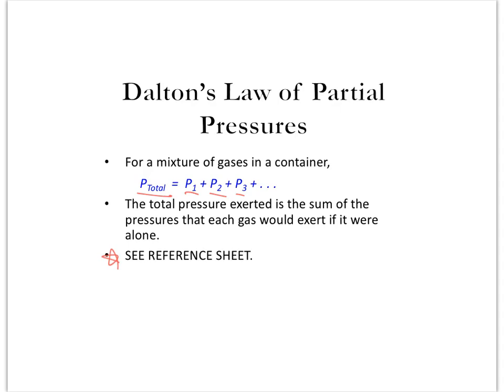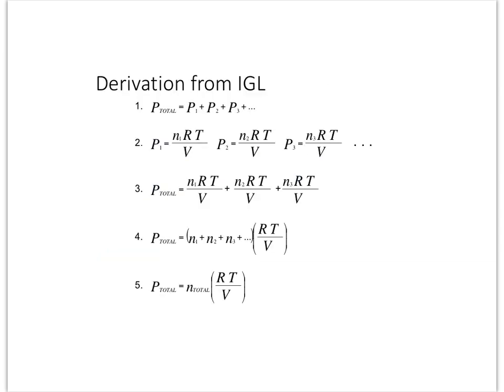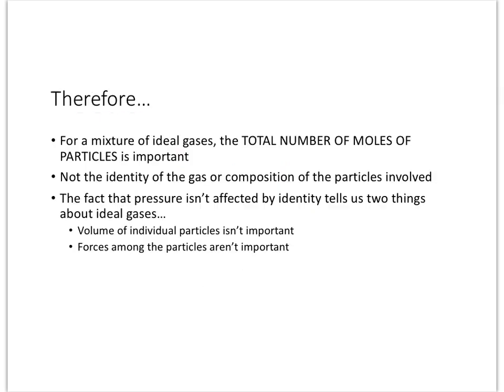So the total pressure exerted in the container is the sum of the pressures that each gas would exert if it were alone. This is the derivation of Dalton's law from the ideal gas law. So we have the ideal gas law, which is PV equals nRT. If we're solving for pressure, we can divide by volume, and we'd have the pressure of the first gas, the pressure of the second gas, the pressure of the third gas. I could take all of these, add them together, and that would get me the total pressure. But that's how it's derived algebraically.